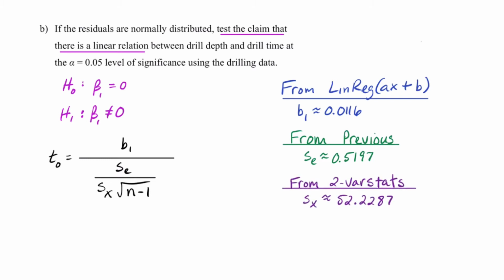Well, like we've done a bunch of times now, we can run the 2-Var Stats function in our calculator to find s sub x, where we would do 2-Var Stats L1, L2, or a 1-Var Stats of just L1, and we get s sub x to be approximately 52.2287.